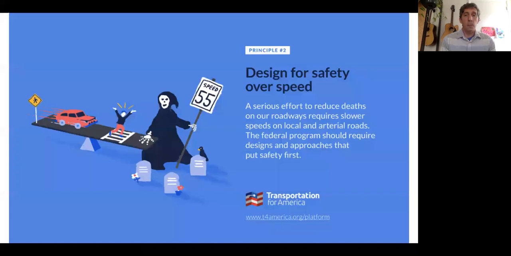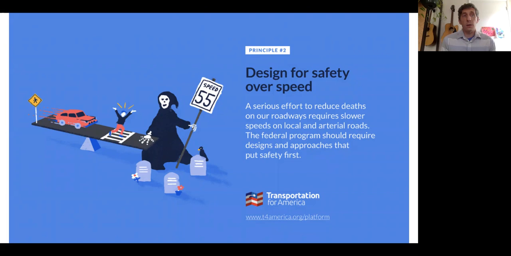Next slide, please. We have to design for safety over speed. We talked about the implications for active transportation if it's not safe. And so we have to include designs, and requirements for these designs, to put safety first.